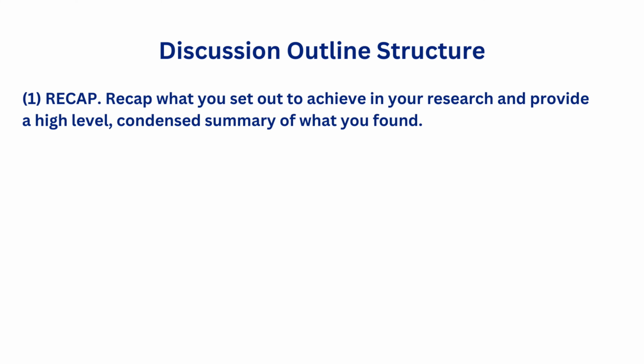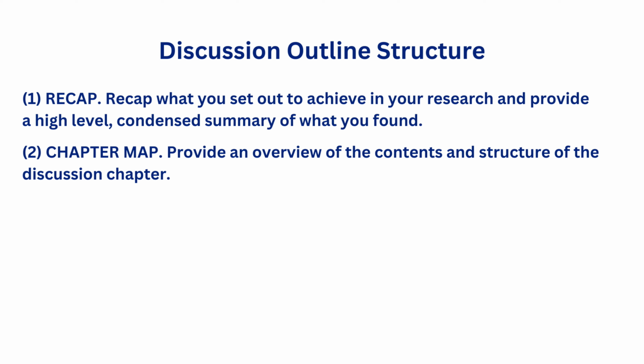Now I'm going to show you a basic structure of a discussion chapter, but remember, always check the specifics with your own college or university. So this is just a guide, okay? So firstly, a recap. You recap what you set out to achieve in your research and you provide a high-level condensed summary of what you found. Next up is a chapter map. So you provide an overview of the structure and the contents of the discussion chapter.